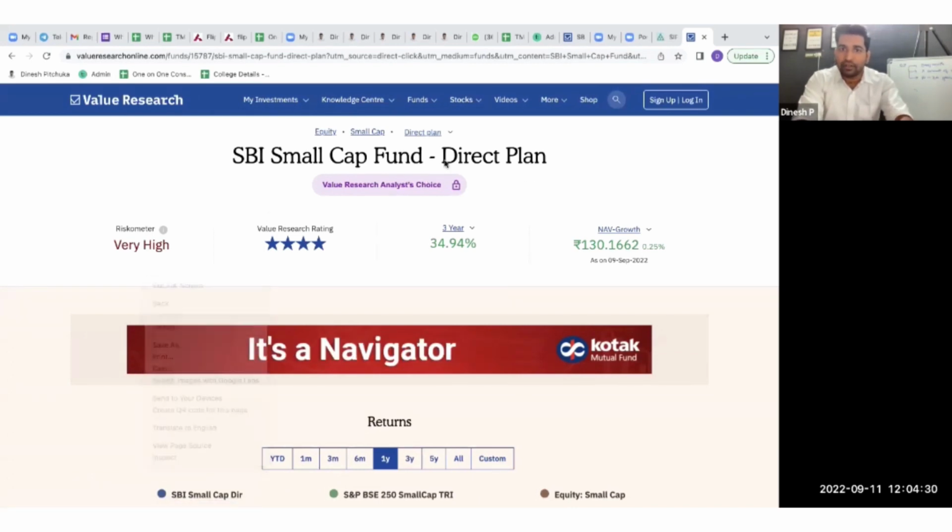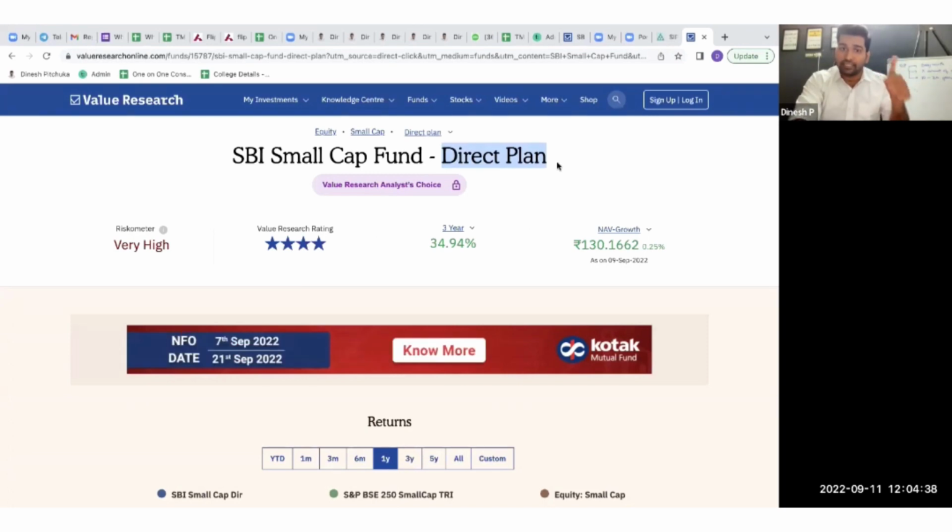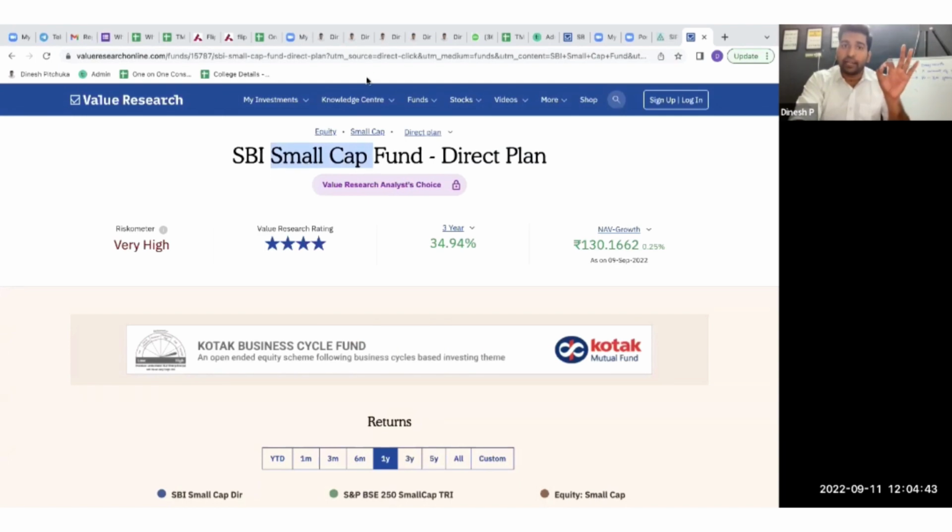See, you can see. Let me recollect whatever we have discussed here also. SBI Small Cap Fund, direct plan. So direct is there, indirect is there. This is a direct plan. And small cap, what does it indicate?